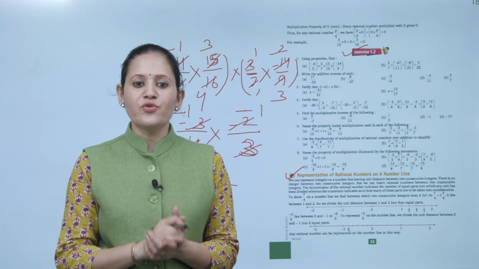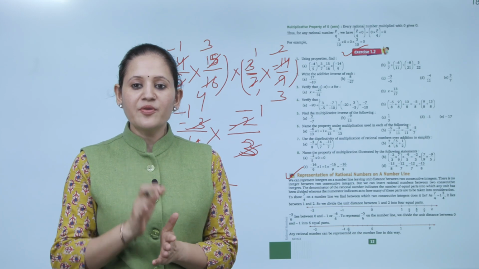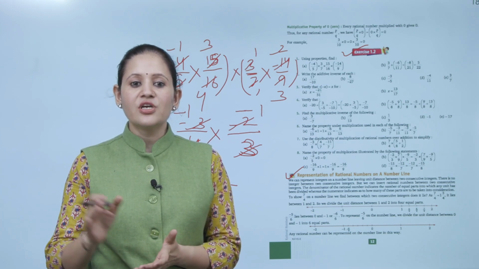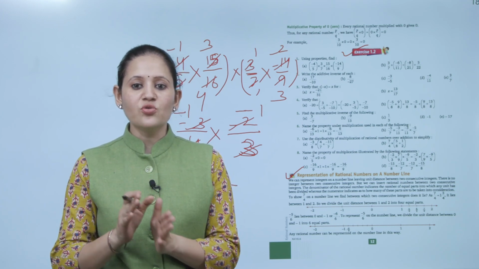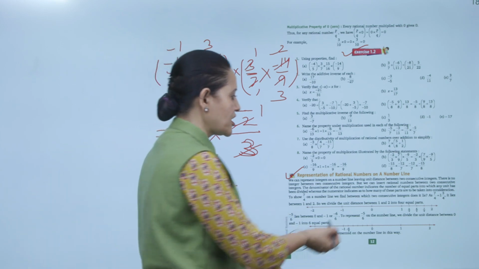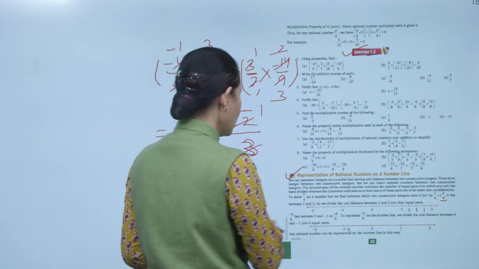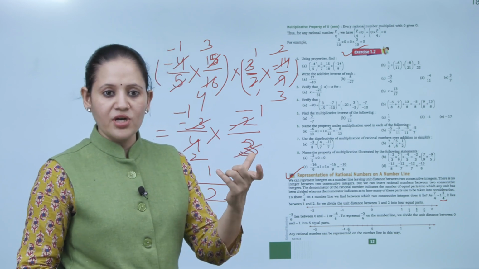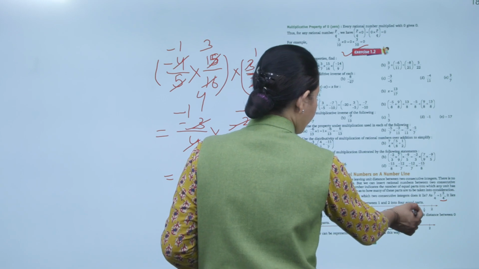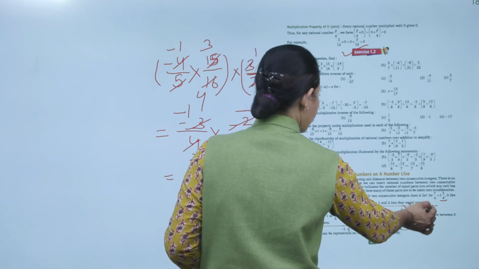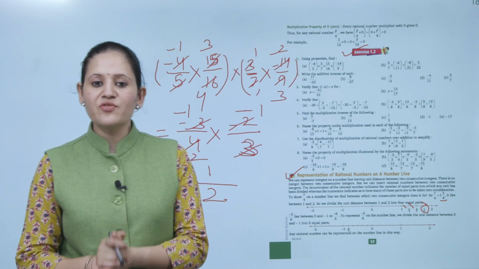To show 7 upon 4 on the number line, we find between which two consecutive integers it lies. 7 upon 4 is equal to 1 3 by 4. So it lies between 1 and 2. So we divide the unit distance between 1 and 2 into 4 equal parts, according to the denominator. Denominator is 4 here, so we will divide into 4 equal parts between 1 and 2. Clear? 5 by 4, 6 by 4 and this is 7 by 4. Clear? Then 8 by 4 will represent 2. Like this we will represent the number.